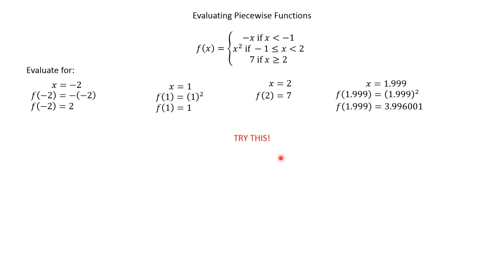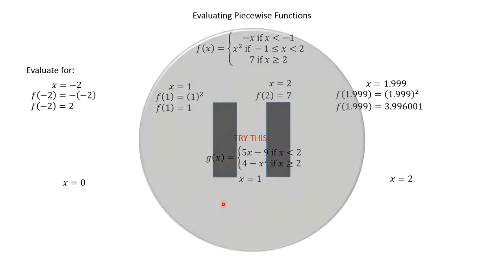So let's see if you can try some of these. So I'll give you one. There's only 2 of them here. So g of x equals 5x minus 9 if x is less than 2, and 4 minus x squared if x is greater than or equal to 2. And then plug it in for x equals 0, x equals 1, and x equals 2. So go ahead, pause this, plug those in. Remember, there should be only one answer for each of these, and then come back when you're done.